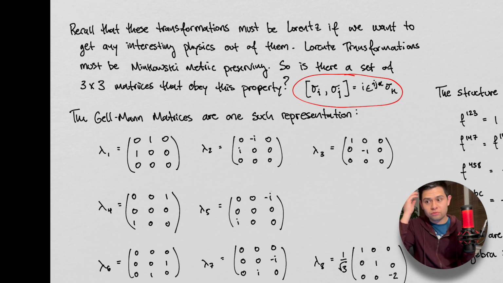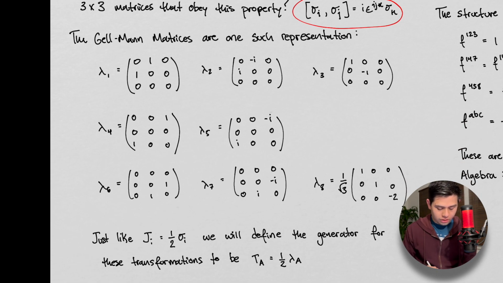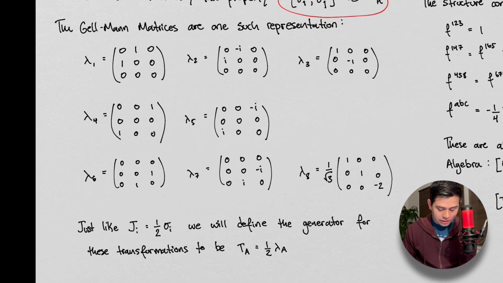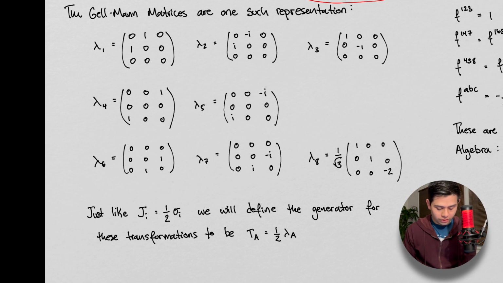So a lot of physicists, including Murray Gell-Mann, were interested in this kind of question. They came up with a set of matrices, essentially, that obeyed this condition up here. And these are what the matrices look like, okay? This is one such representation. There are many others that we can think about, but these are the ones that are going to give us the interesting quark physics, okay?